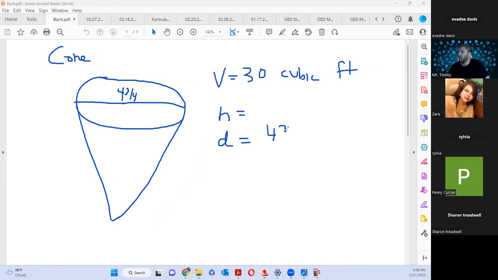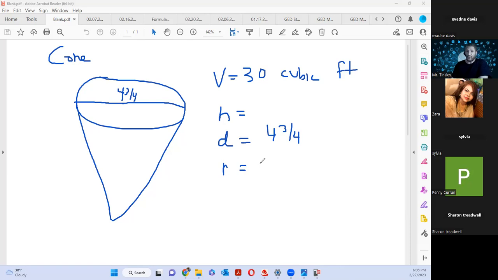So if my diameter is 4 3/4, what else can we extract from that information once we know what the diameter is? The radius. How do you find the radius? You have to half the diameter. Right. So it's half the diameter. If we know the diameter is 4 3/4, how can we find out what the radius is?